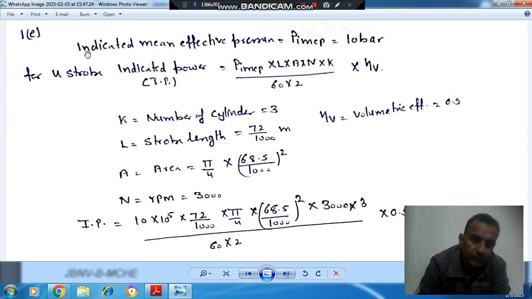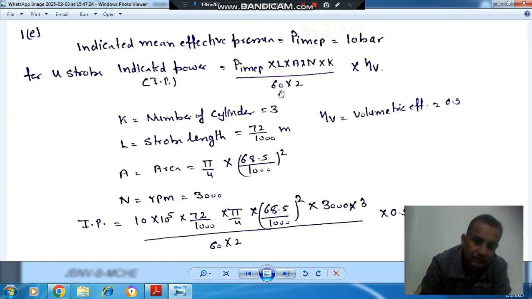So first part is to calculate indicated power. For that, the formula is indicated mean effective pressure into volume of air sucked per second. So A, L, N, and K by 2 represent the ideal volume of air sucked per minute.